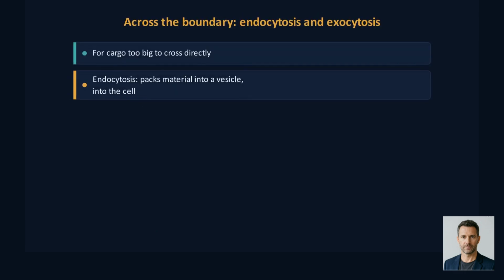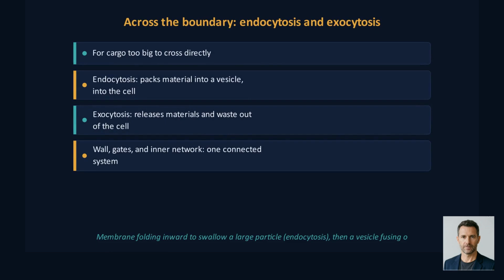There is one last trick the cell needs, a way to move things that are far too big to slip through a protein or diffuse across the membrane. For these the cell wraps cargo in membrane and moves whole packages across its boundary. Bringing material in is called endocytosis, the process of packing materials into a vesicle for transport into the cell. Sending material out is called exocytosis, the release of materials and waste out of the cell.